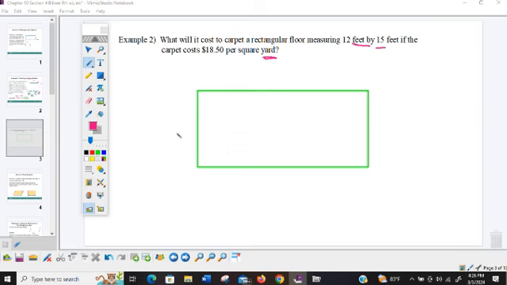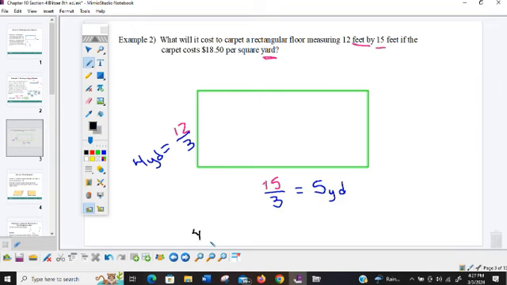We're going to say that this one is 12 and this one is 15. Now, you guys, they're in feet. And I really need this in yards. So what I'm going to do is divide this by 3. There are 3 feet in a yard. So that tells me that this would be equal to 4 yards. And if I divide this one by 3, this would be equal to 5 yards. So let's go ahead and convert it to yards and then do the problem. So now length times width is going to give me 4 times 5, and that would be 20 square yards.